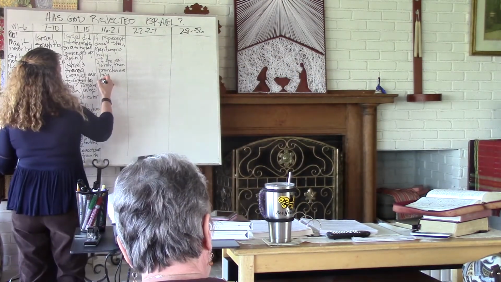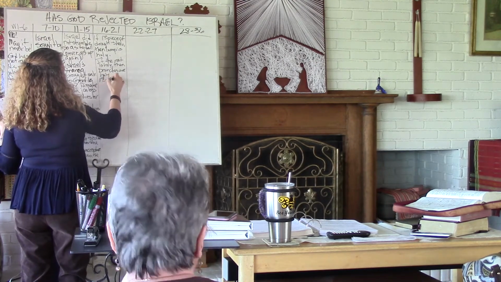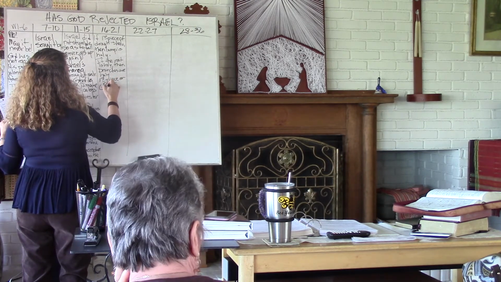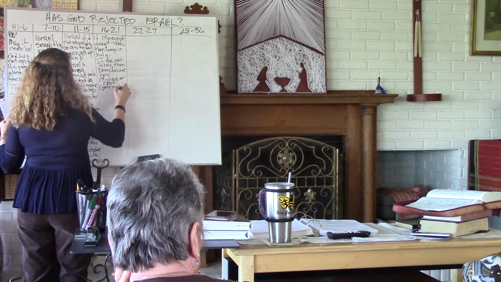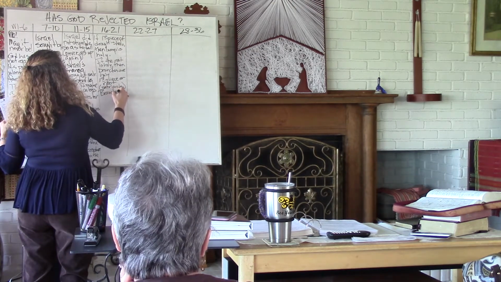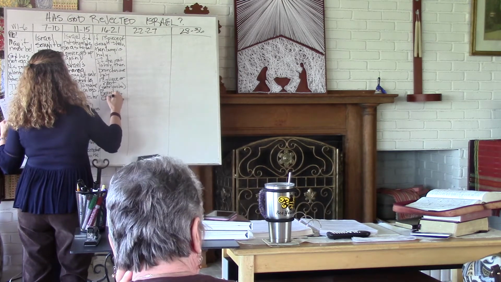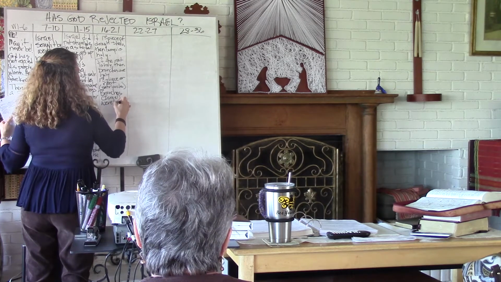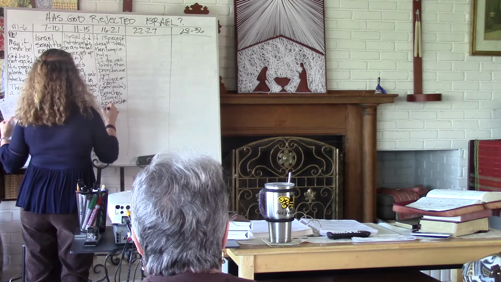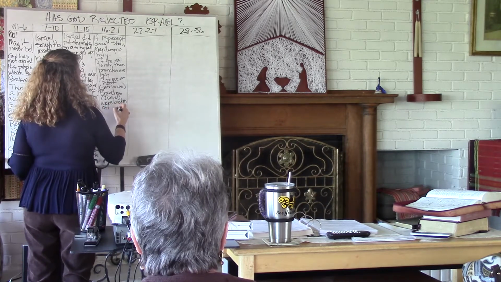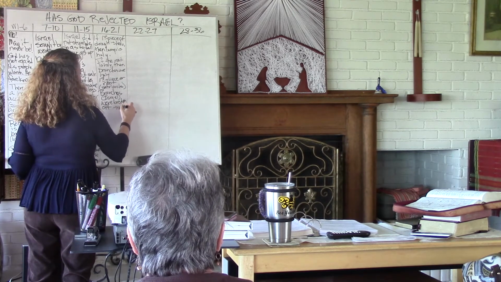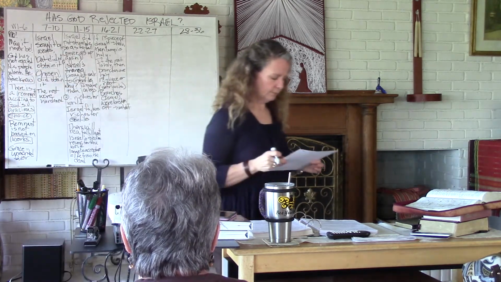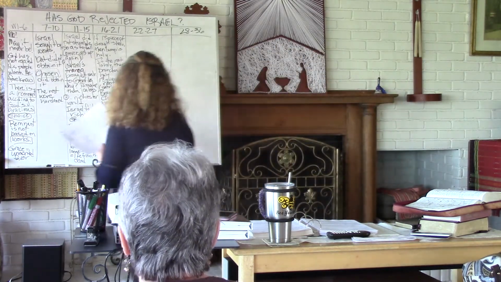But the branches, so if the first piece or the root are the patriarchs, then the branches here is talking about Israel. And they were broken off. Why were they broken off? What was the reason? Unbelief. The Gentiles were grafted in. Why?